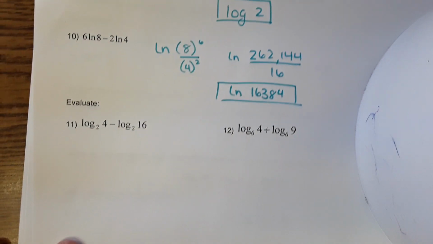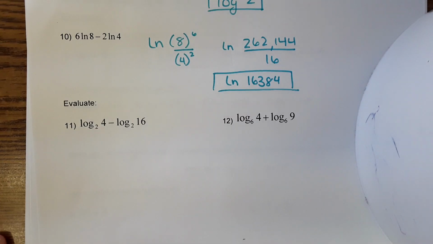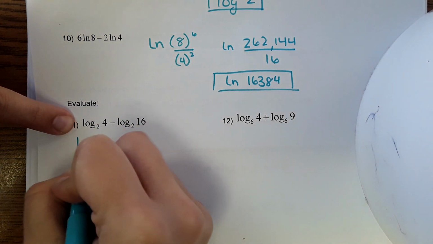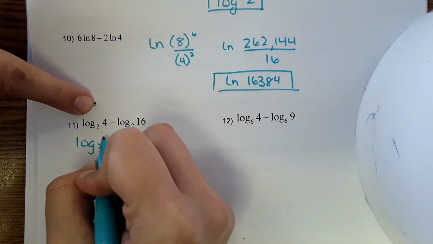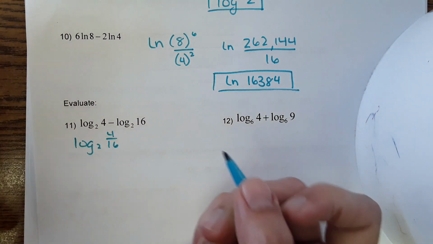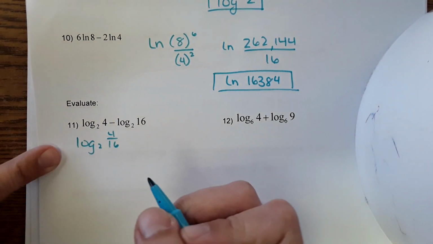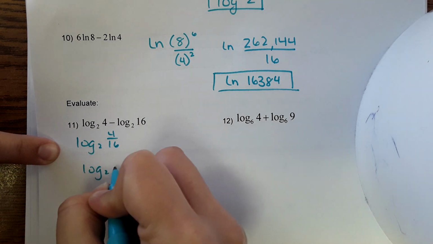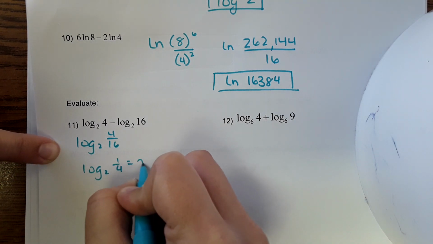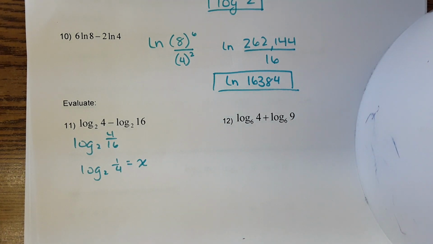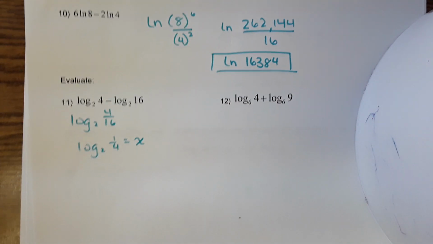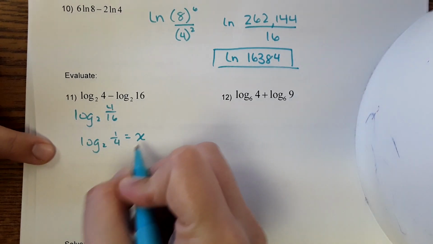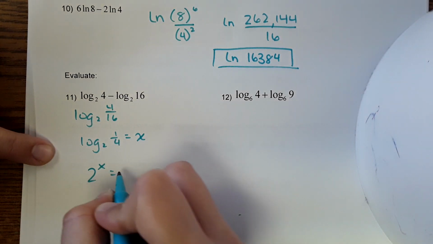Okay, then it says to evaluate. So repeating the same process, we have log of 2. So log of 2 is 4 over 16. We're going to simplify the 4 over 16 to 1/4 and put this equal to x. Then from here, base is the base, exponents at the end, so it's 2 raised to the x power equals 1/4.